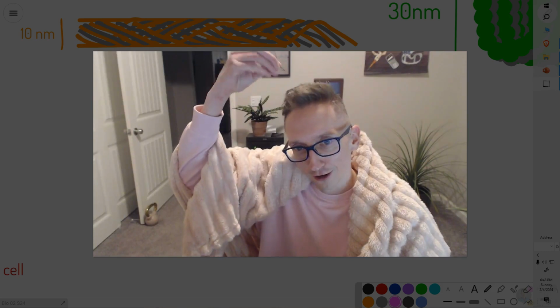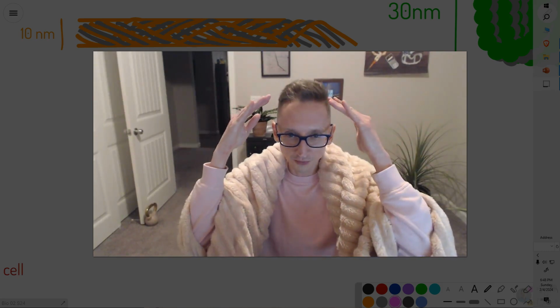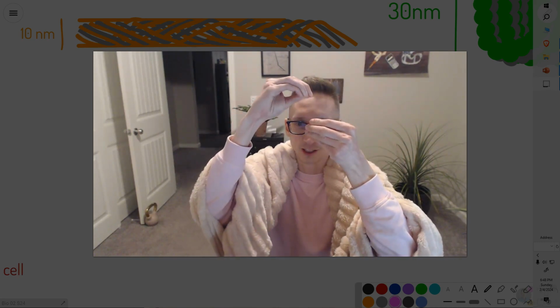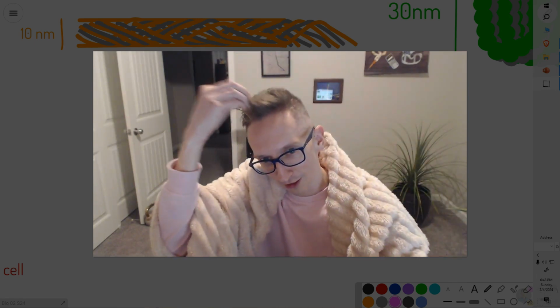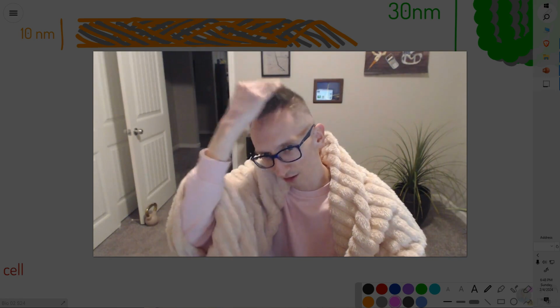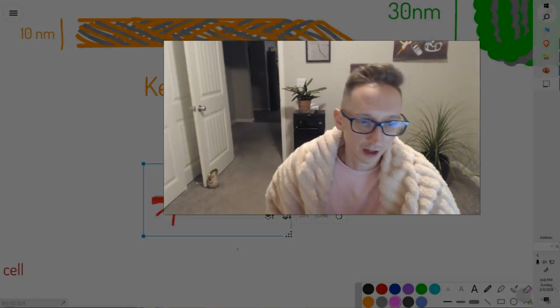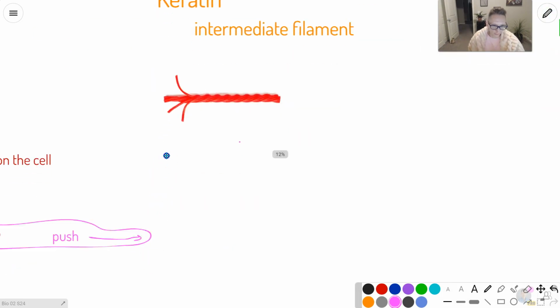Your hair is a bunch of suicidal cells that go all into one little spot, and they die and they stick to each other and they continue to grow out this long keratin filament. That is keratin. It's also your fingernails. That is also keratin. Very strong. And what does it allow us to do? So keratin really strengthens your skin.